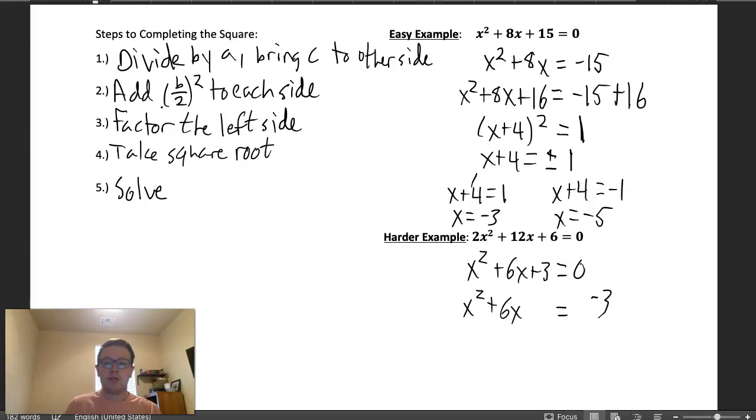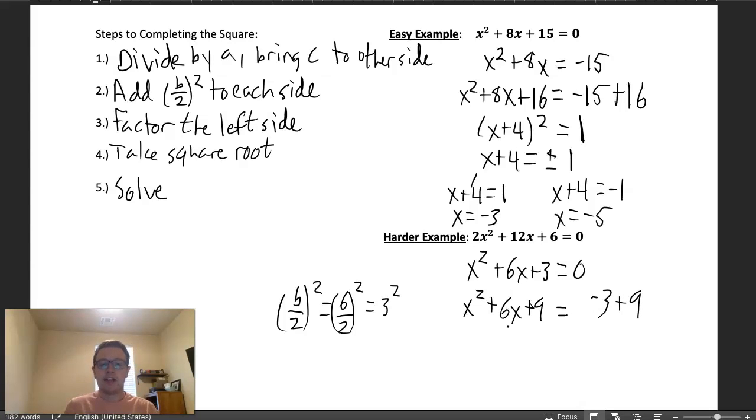What do we do from here? Well, we're going to add b over 2 squared to each side. b is 6, so b over 2 squared is going to be 6 over 2 squared, or 3 squared, so this will be 9. We're going to add 9 to both sides. And then we're going to factor. What factors of 9 add up to 6? Well, that's going to be 3 and 3, or the square root of our constant. So this will become x plus 3 times x plus 3, or x plus 3 squared, is equal to 6.